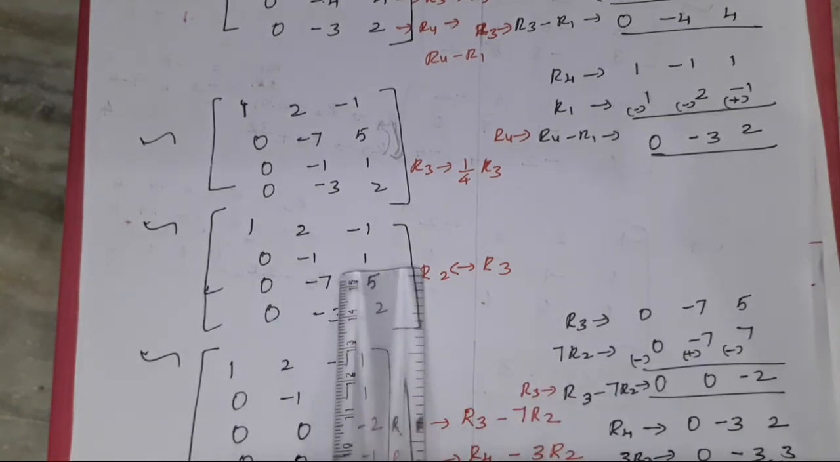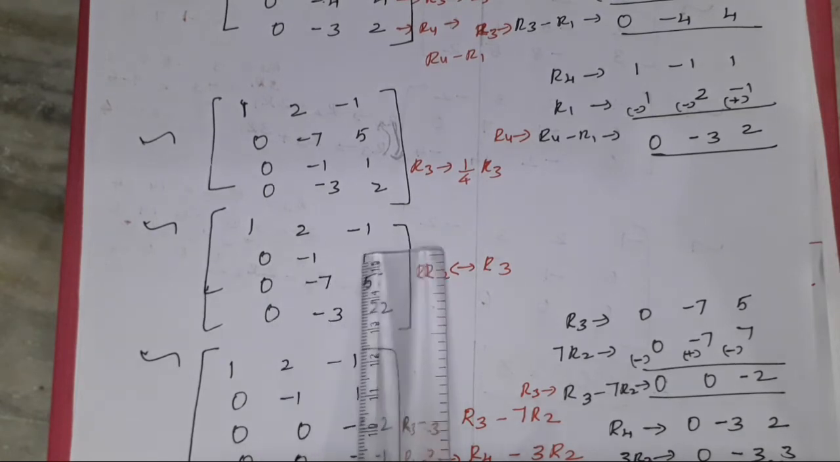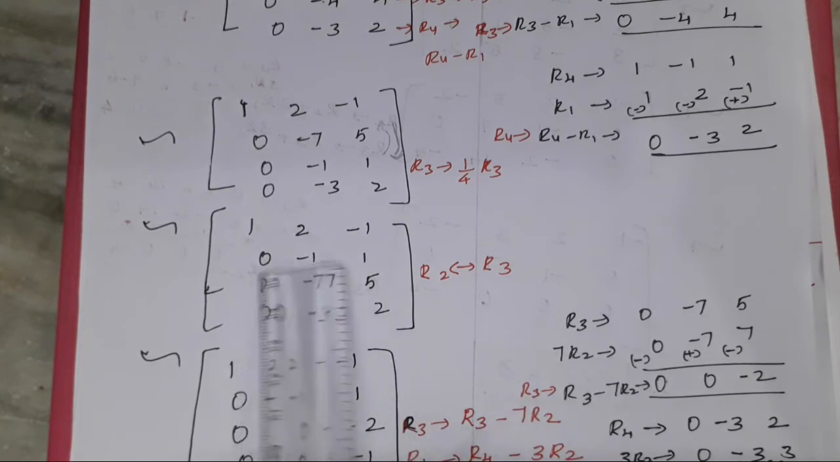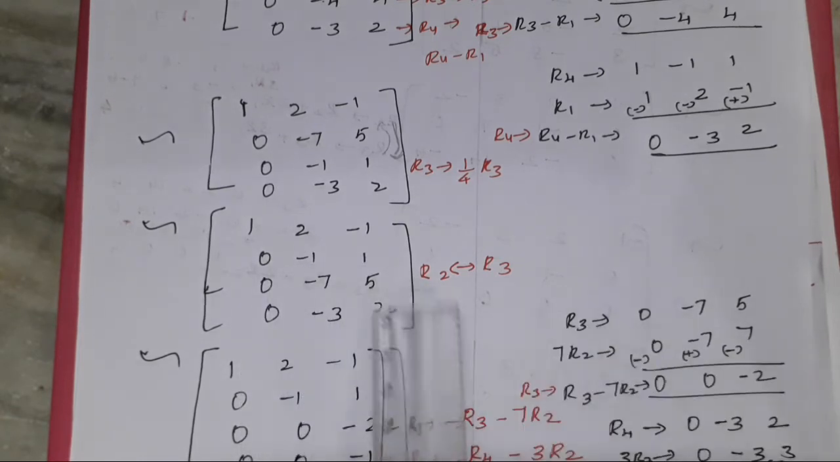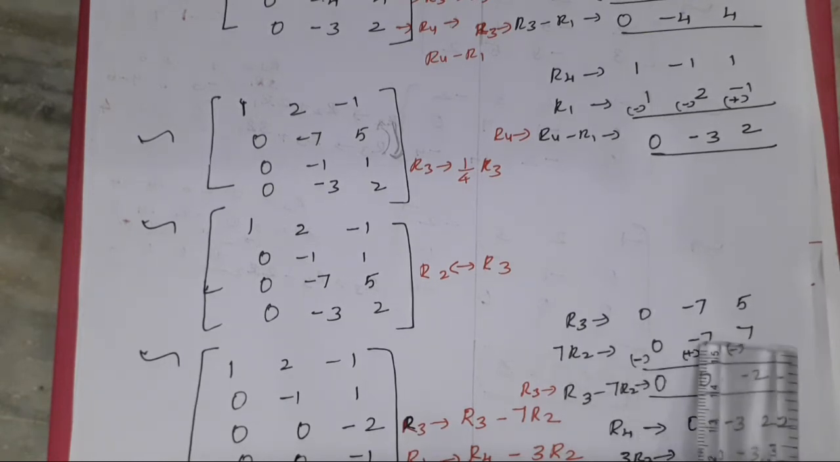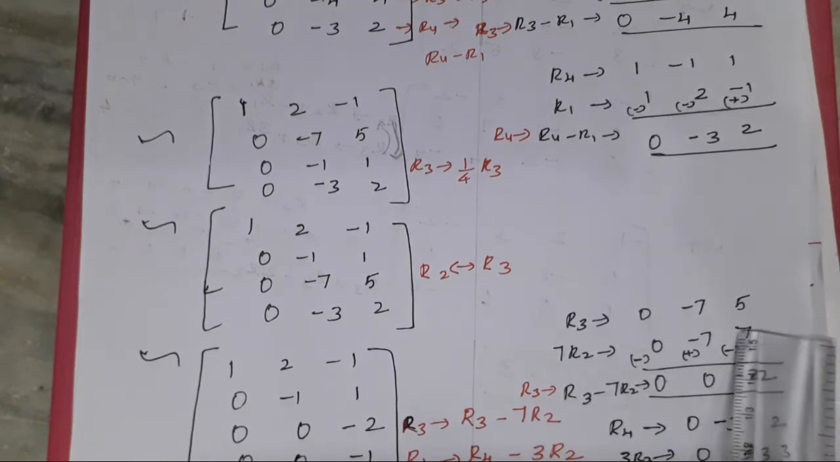R2 is multiplied with 7, because if it becomes 1, it means very easy calculation. Then we just interchange the place. So R2 is multiplied with 7. 0 times 7 is 0. Minus 1 into 7 is minus 7. 1 times 7 is 7. Just subtract it: 0. Minus 7 becomes plus 7. Plus 7 becomes minus 7.